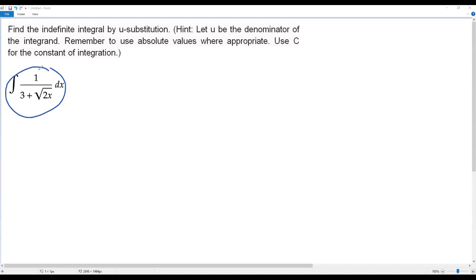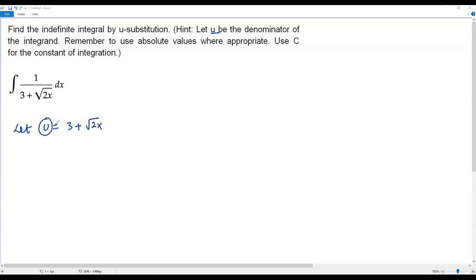Okay, here we have an indefinite integral and we have to evaluate it. The question clearly says that to get the result, we can use u substitution. It also gives a hint: we can assign the variable u to the denominator of this integrand. Okay, now let me start with u substitution. Let u equal the denominator of the integrand, that is 3 plus the square root of 2x.